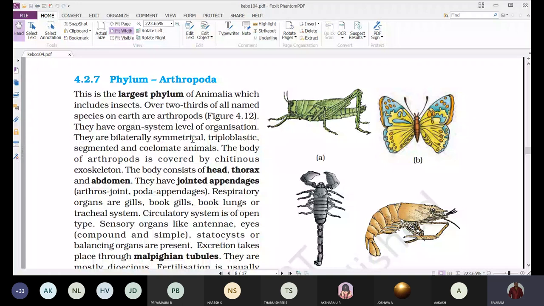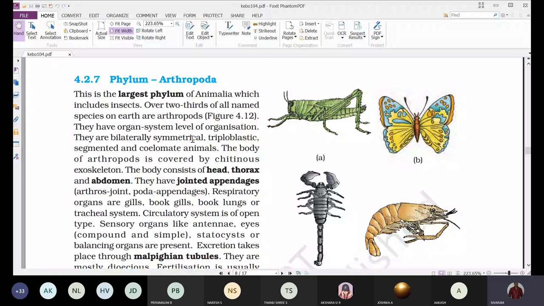Not only that, one thing you have to remember: the total weight of all the humans present on the earth is equal to the weight of the ants present on the earth. That much huge number of ants are present. There are some 1,000 species of ants. We only know 4 or 5 different varieties of ants around us, but some 1,000 species of ants are living. Yes, only ants. That is the huge number.